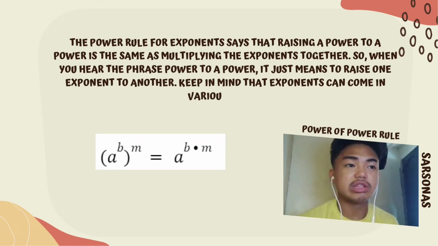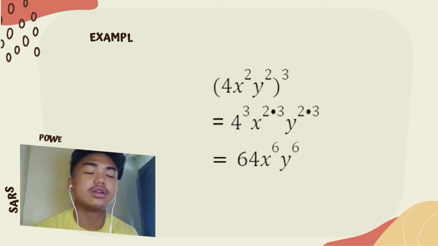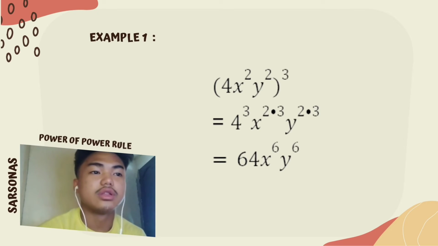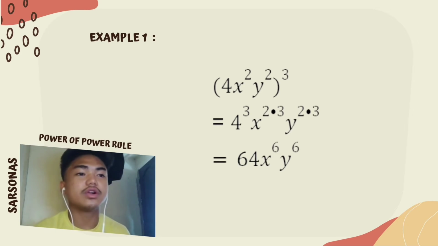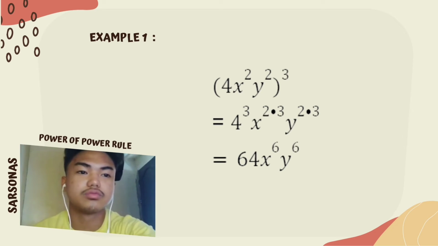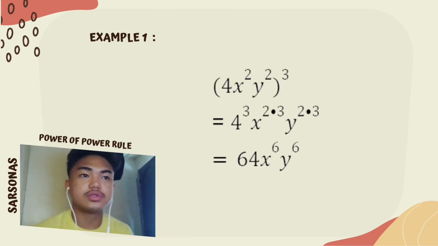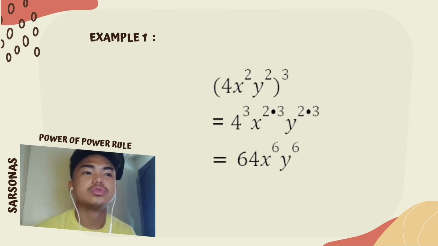Keep in mind that exponents can come in various forms, such as 4x squared, y squared to the third power. Let's express this equation as 4 cubed, x squared times 3, y squared times 3, and the final answer is 64x to the 6th power y to the 6th power.